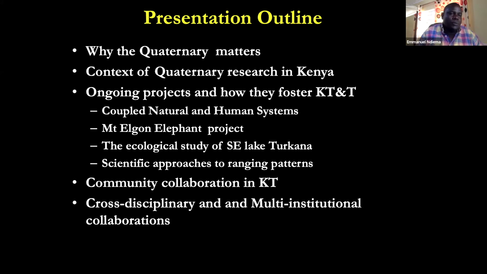When we talk about collaboration in research, it's not only between researchers, but also how do you collaborate with communities, and also look at cross-disciplinary and multi-institutional collaborations and how all these come together in fostering knowledge and technology transfer, especially for research that is focusing specifically on the quaternary.